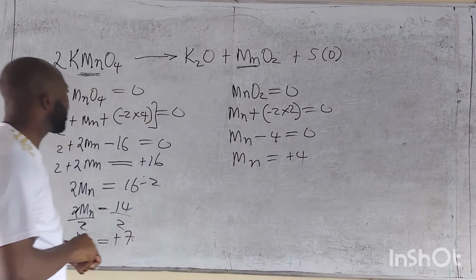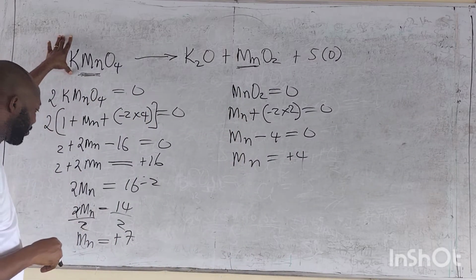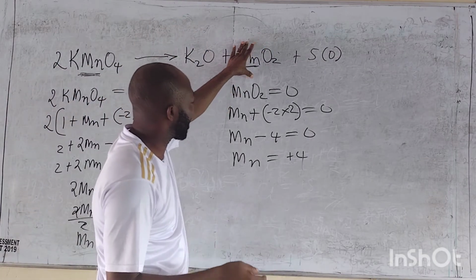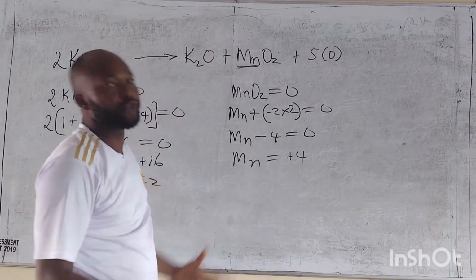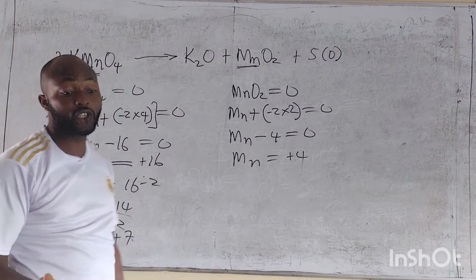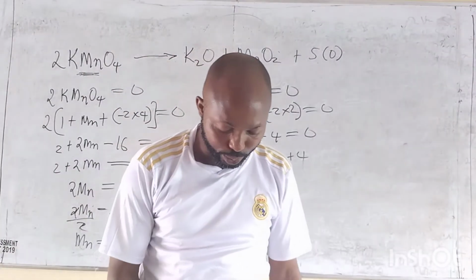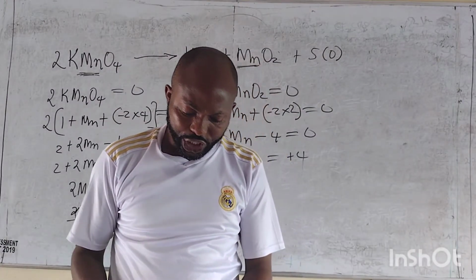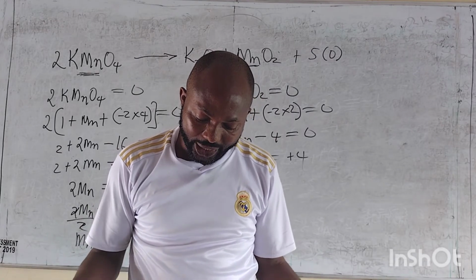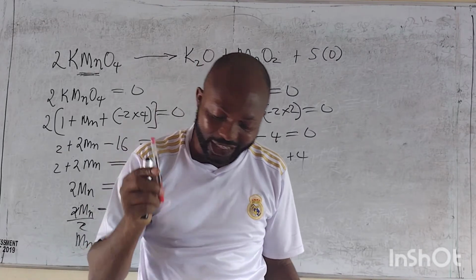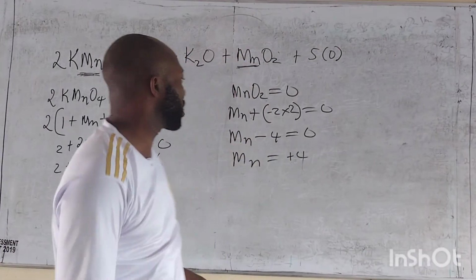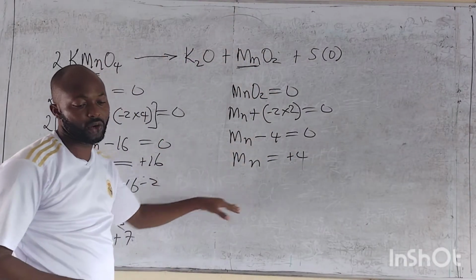So the oxidation number of manganese in this compound was 7. From the reactant to the product side it is plus 4. So it reduces. So there is what? Reduction. That's what the question asks: that we should explain the changes in the oxidation number of the following atoms in bold print at the beginning and at the end of the following reaction, and hence determine whether reduction or oxidation has occurred. So in this case, reduction occurred.